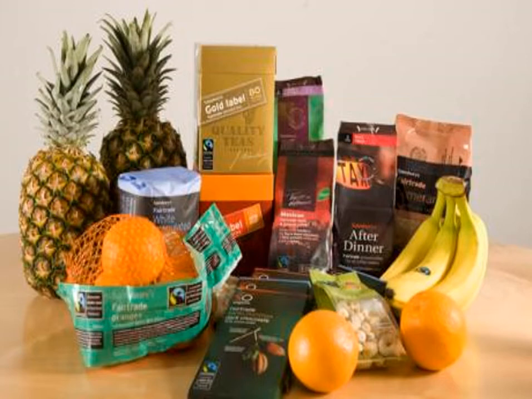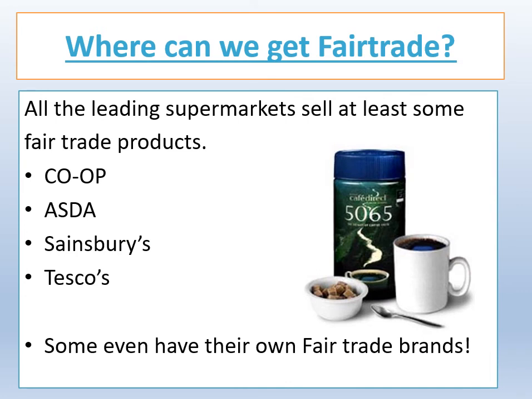Now, all supermarkets nowadays, as it says here, will sell at least some fair trade products, and those are the leading supermarkets. So you've got Co-op, Asda, Sainsbury's, Tesco's, we do have Morrison's, Aldi do their own now, Lidl do their own. And it's important for all supermarkets to show that they are working to improve the lives of people that are supplying their products.